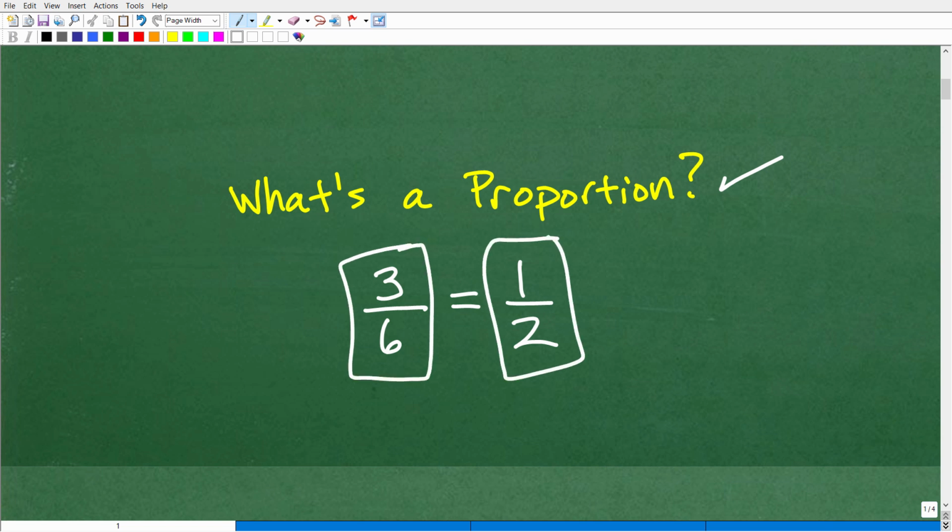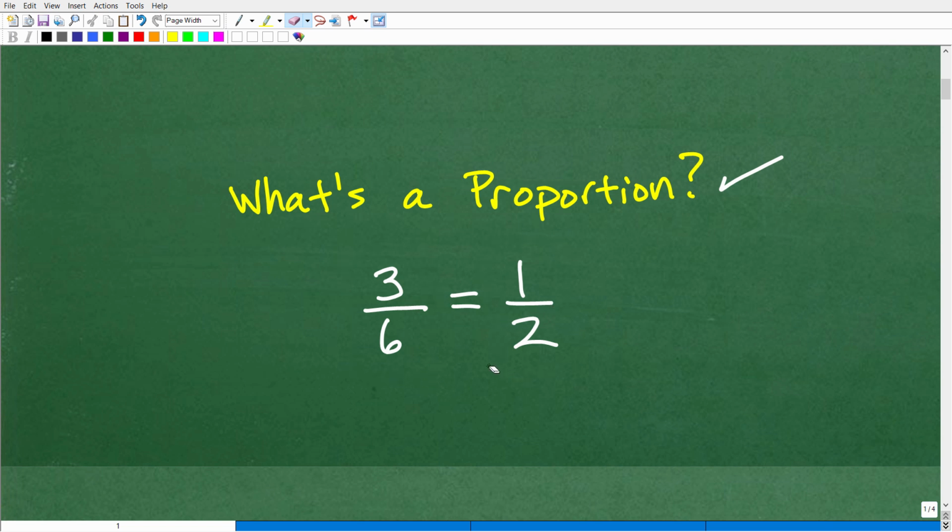So here we have the fraction 3 over 6, which is equal to the fraction 1/2. Of course, this is equal to the fraction 5/10 or 500 over 1,000. So it doesn't make a difference. I can equate any two fractions as long as they're equal, and I'm putting an equal sign in between these two fractions. This is in fact what a proportion is. A proportion is two equal fractions.